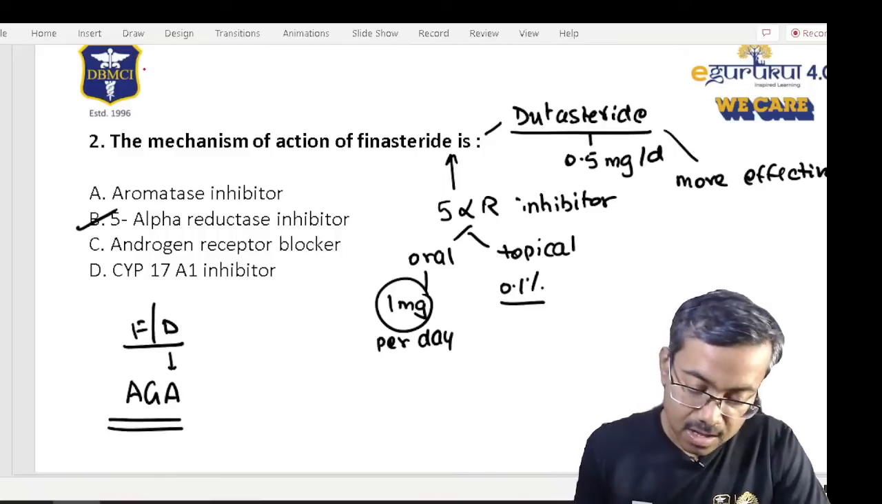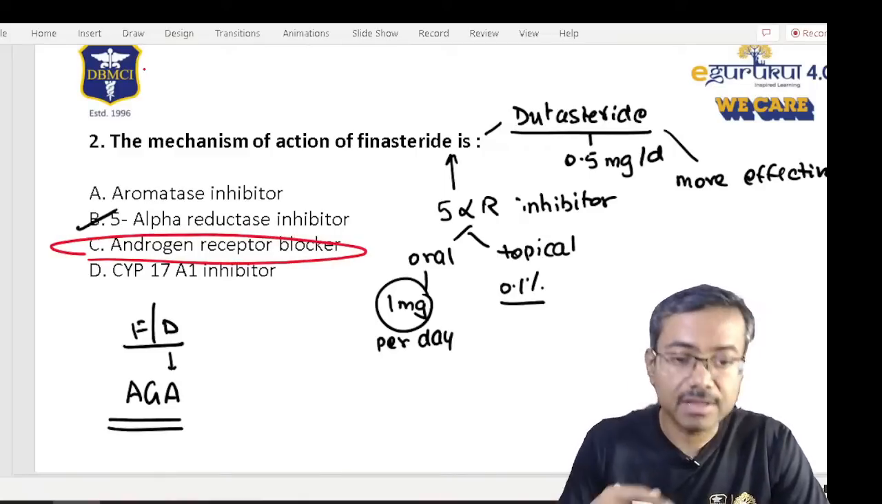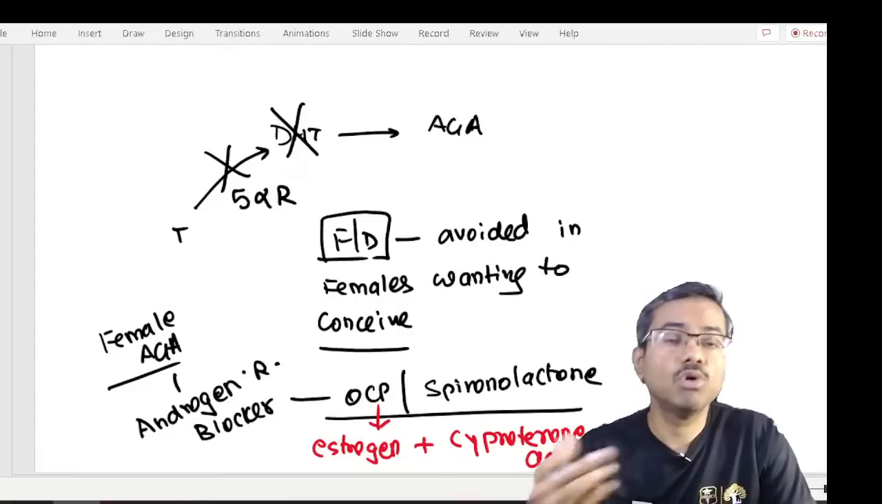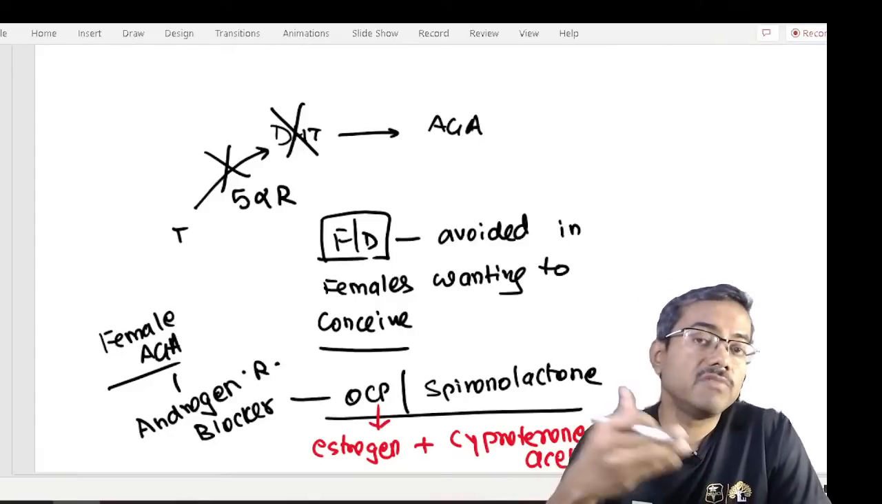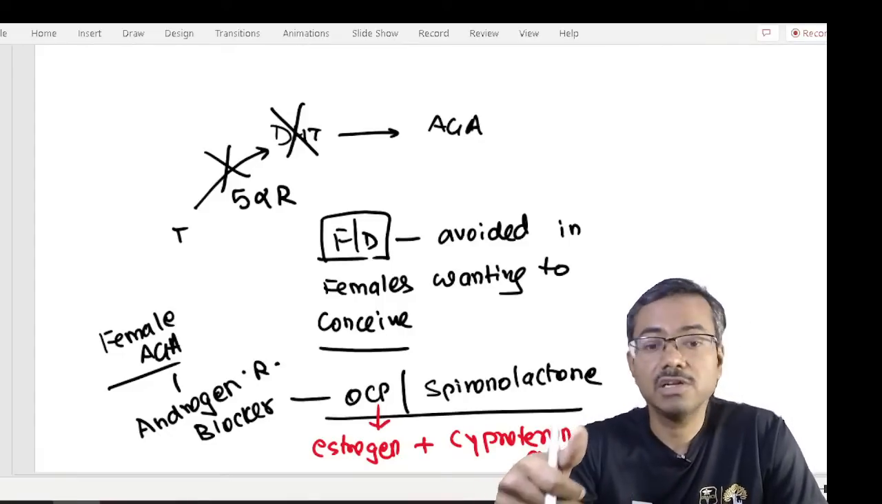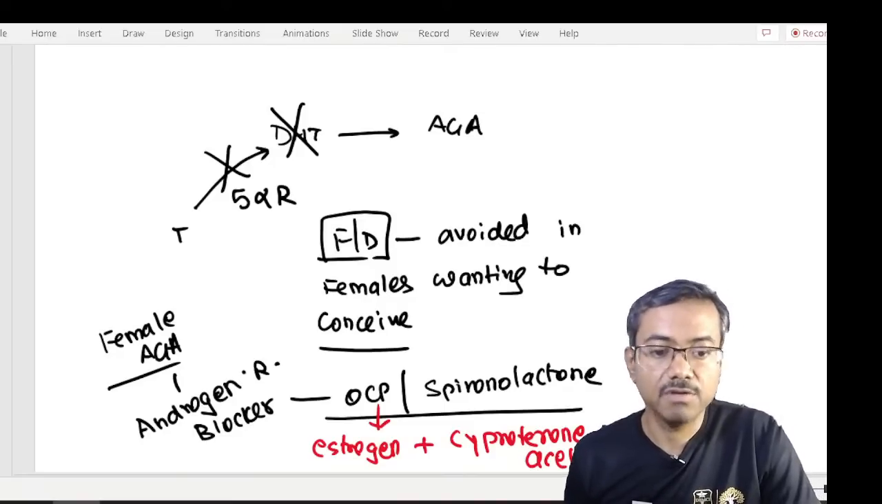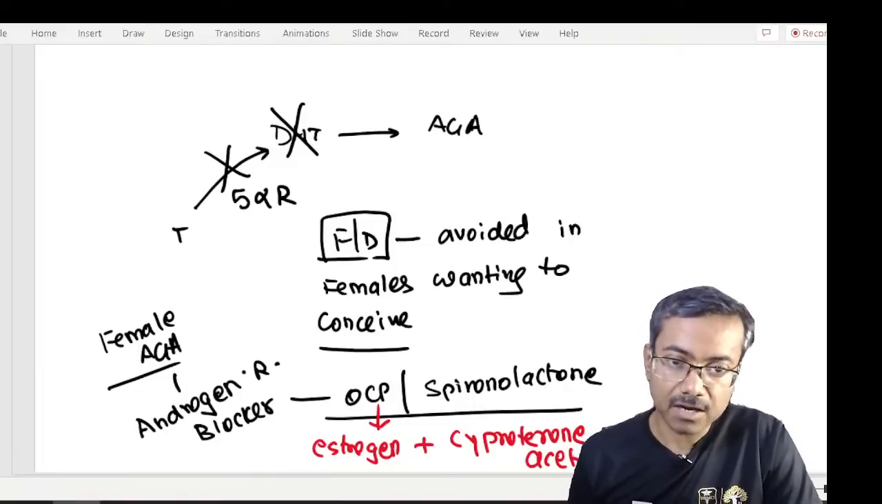So, if I just go back, this androgen receptor blocker will be what we discussed for a female AGA treatment versus a male AGA. And both we give minoxidil also. But in females, we give the lower strength 2% minoxidil. And in males, we give a 5% minoxidil therapy. Got it? Clear? Understand this?